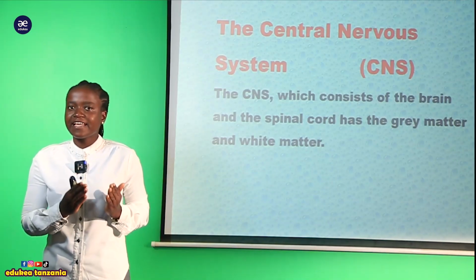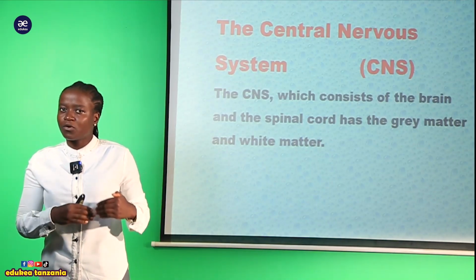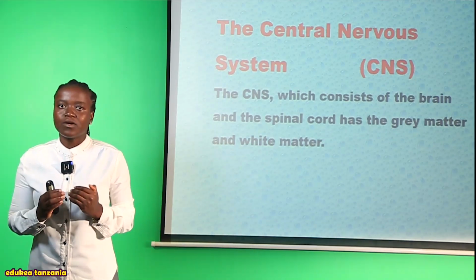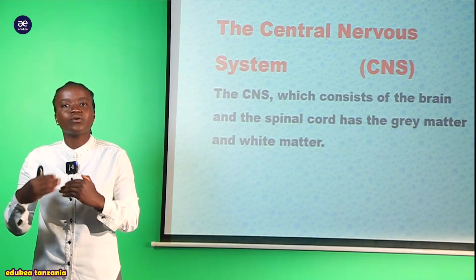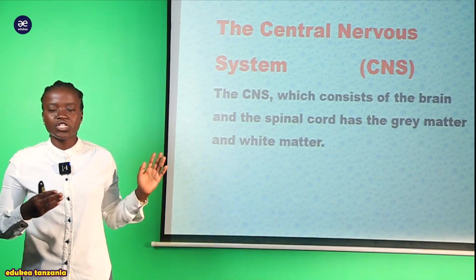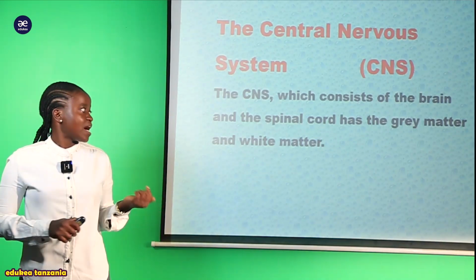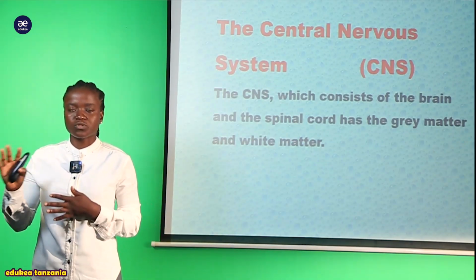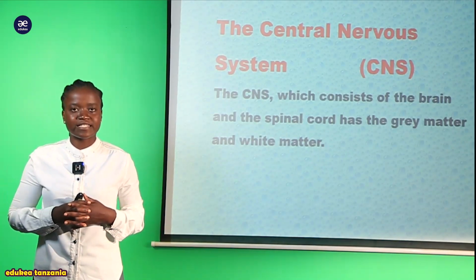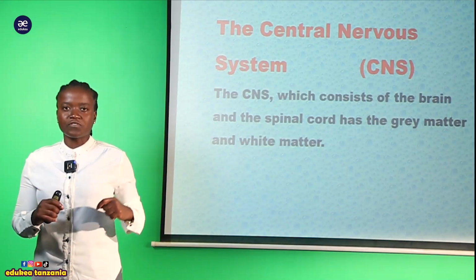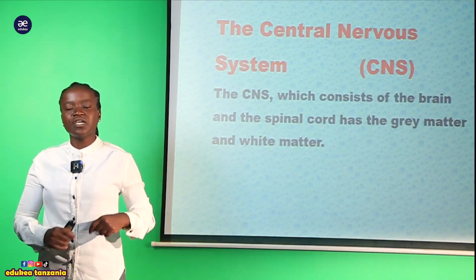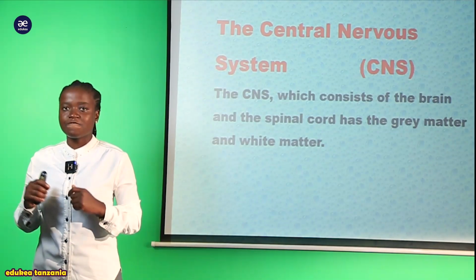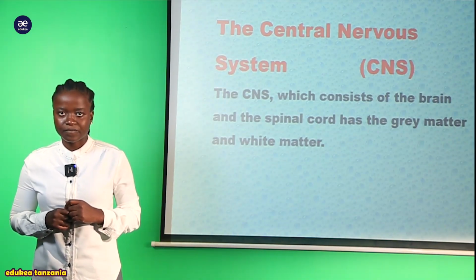Lakini sasa ndani ya hile brain au ndani ya hile spinal cord, there is a presence of gray and white matter. When we go further, we're going to discuss in detail what the gray matter and white matter are and their function in general. So we're going to read it in the next session. But here you have to know that within the brain and within the spinal cord is where white and gray matter are found or located.